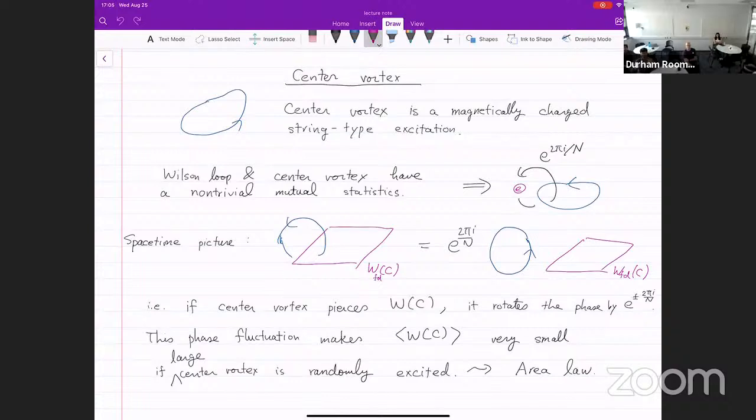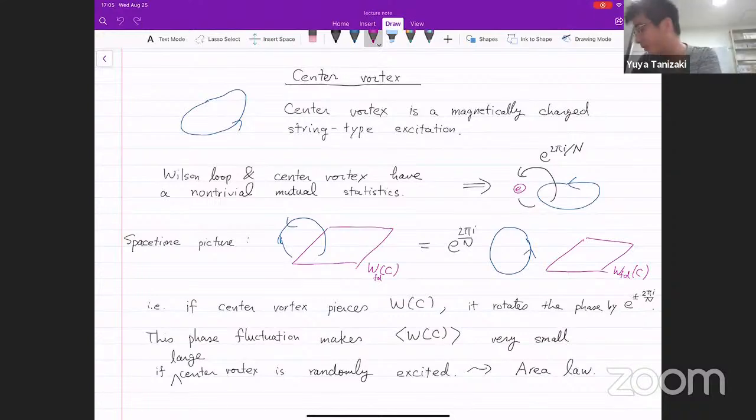Is this object the same as the charge operator that measures the charge of the one-form center symmetry? This center vortex, yeah, basically it's the same object, but the difference is that in the case of the center symmetry generator, we have to insert that operator by hand. But the center vortex scenario is the claim that such an object is dynamically generated effectively at low energies.